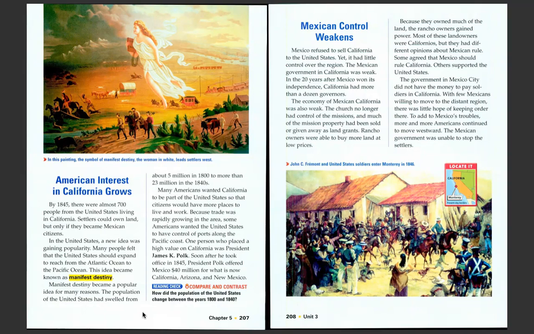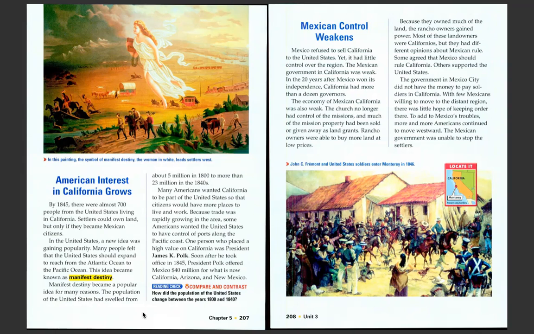One person who placed a high value on California was President James K. Polk. Soon after he took office in 1845, President Polk offered Mexico $40 million for what is now California, Arizona, and New Mexico. We're on page 208.